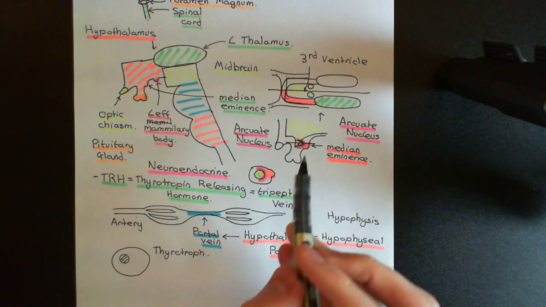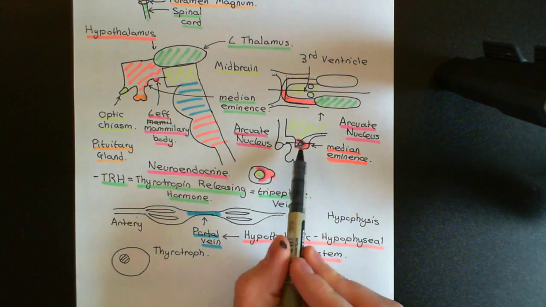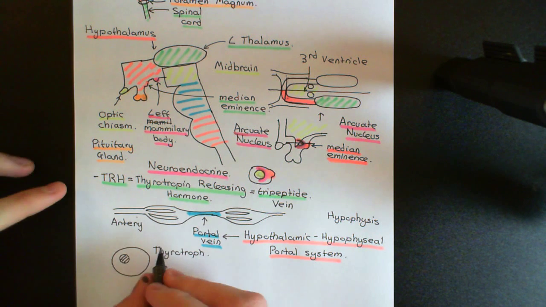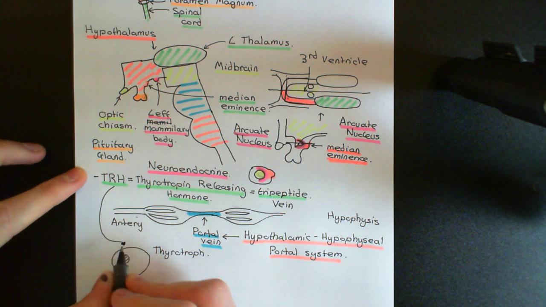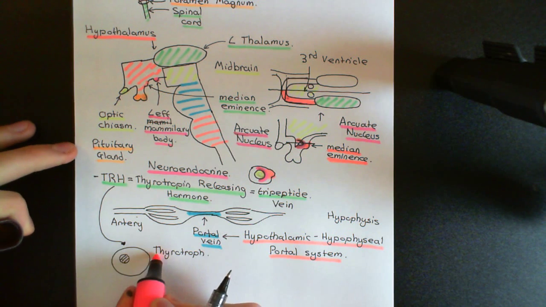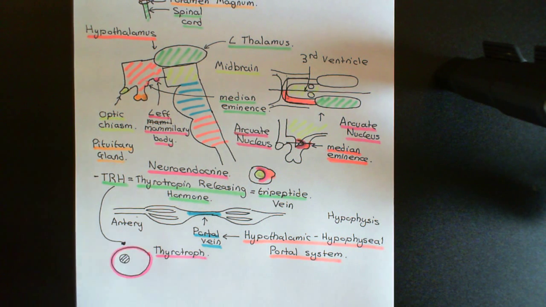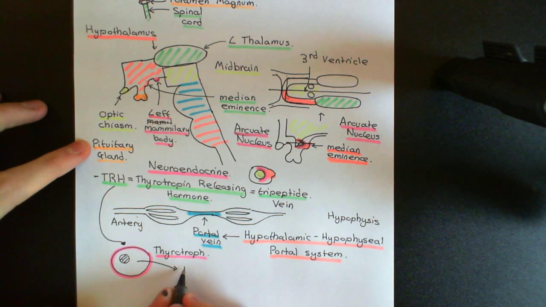So what's going to happen then is the median eminence and the arcuate nucleus, the cells here are going to be releasing thyrotropin-releasing hormone, TRH, into the hypothalamic-hypophyseal portal system. It will be coming down to the anterior pituitary, and it will affect the thyrotrophs in the anterior pituitary. So the thyrotrophs are now going to respond. And what are they going to respond with? Well, of course, they're going to now release another molecule which is going to go down to the thyroid gland and tell it to release thyroid hormones. So they're going to release now thyrotropin, or it's also called thyroid stimulating hormone, TSH.